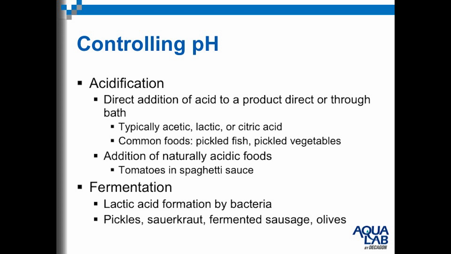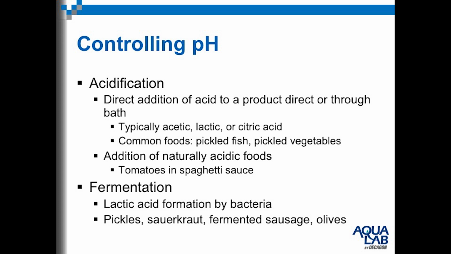How do you control pH? One of the ways is you can directly add acid to your product. Typically, this is done by acetic acid, which is vinegar, lactic acid, or citric acid through fruit juice. Common foods that this method is used for are pickled fish or pickled vegetables, where you add vinegar to them and then let them take in the vinegar that pickles them. Sometimes it's through the addition of naturally acidic foods like tomatoes in spaghetti sauce. The addition of the tomatoes lowers the pH of that entire sauce just by simply adding tomatoes, plus it adds the flavor and texture you would expect.